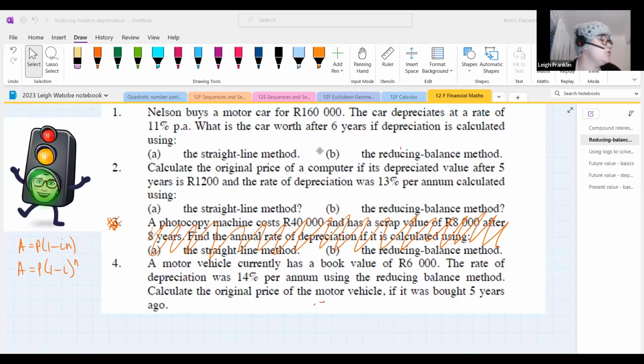Yolanda, no, that's not what I got for 2A. All right, so for question 2A, they want the original price of the computer. Remember it's depreciated value, it's scrap value, its book value is 1,200. I'm dropping hints here. For book value, let's say scrap value. Scrap value.